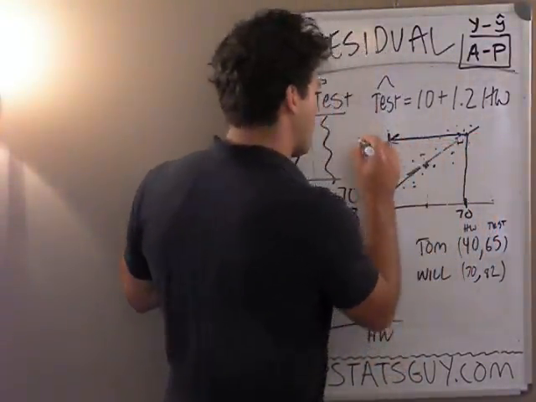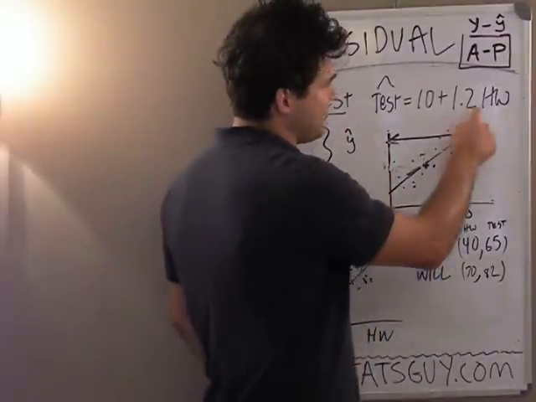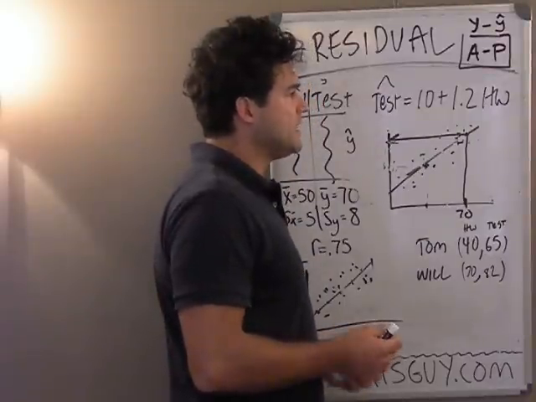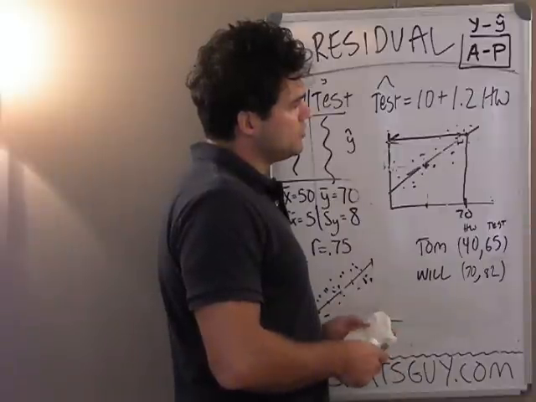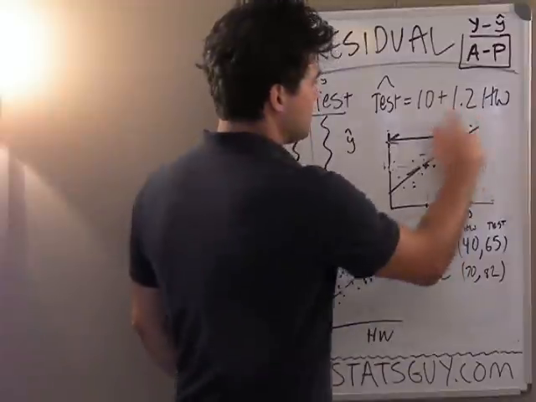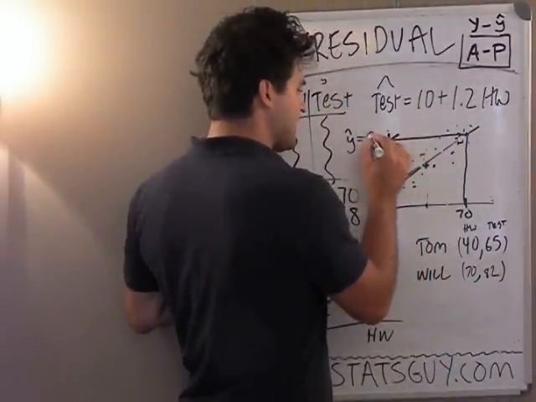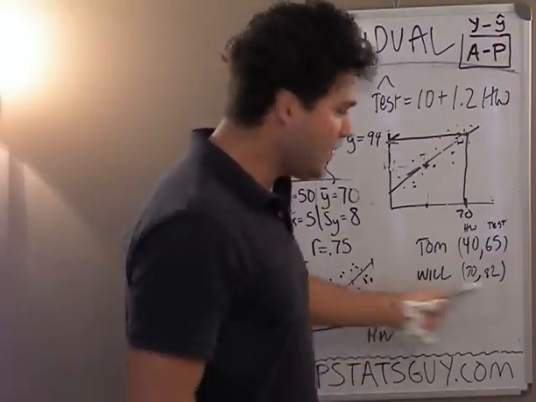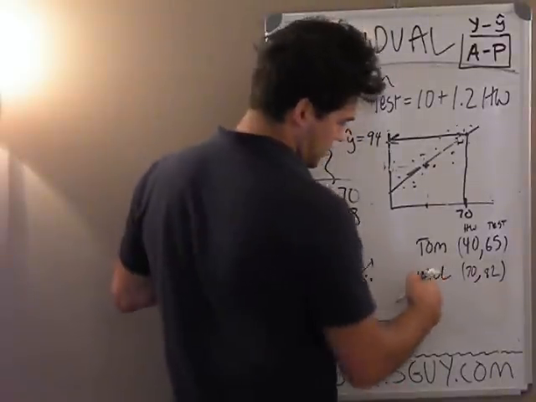And let's see what the predicted y is based on the model. I put 70 into 1.2. 1.2 times 70 is 70 plus 20%, 84, I think, yeah. 84 plus 10 is 94. The model says 94. That's what's predicted. So Will, the model says, should have a 94 test average.